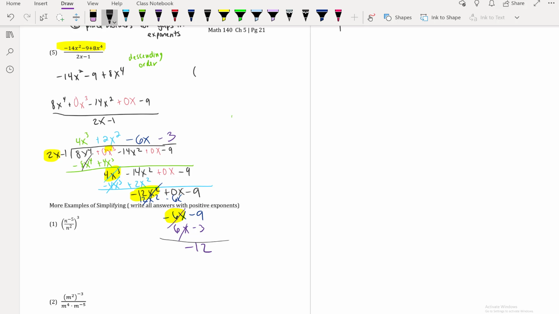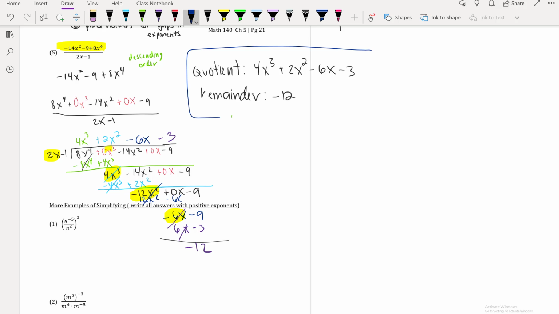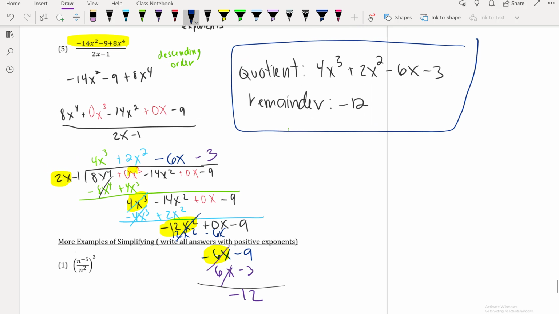So I'm going to say that my quotient is 4x cubed plus 2x squared minus 6x minus 3. And my remainder, what I got was a negative 12. And so that ended up becoming my final answer. So all of that to get my final answer.